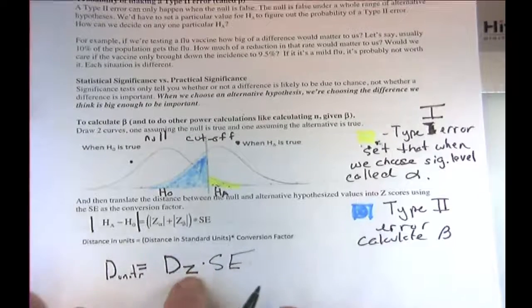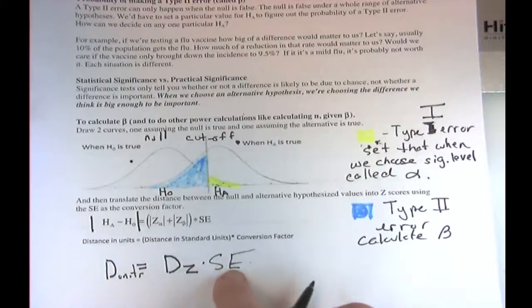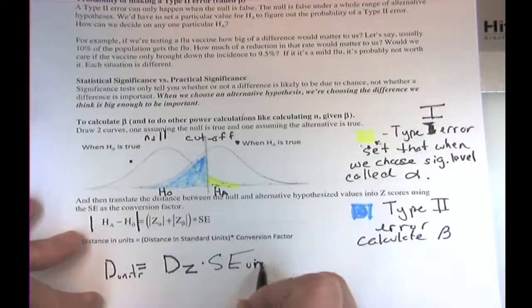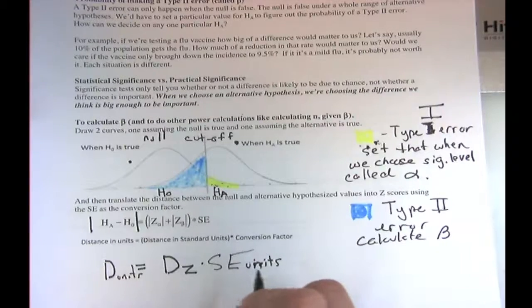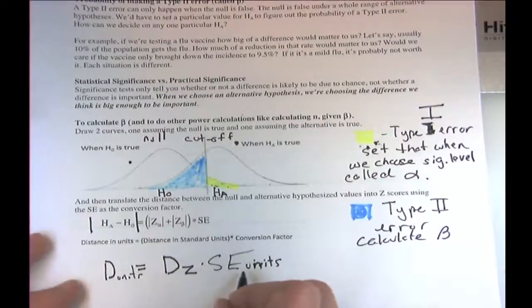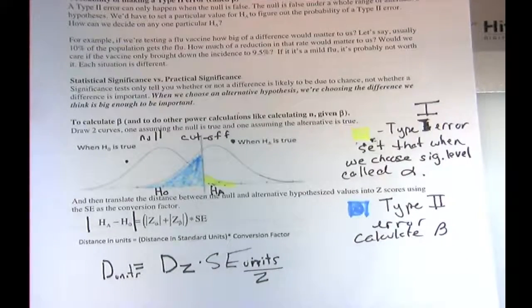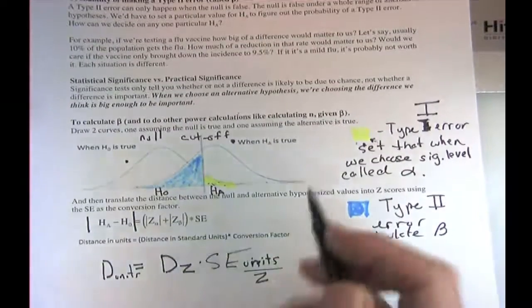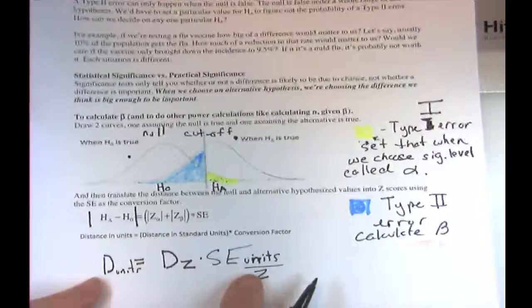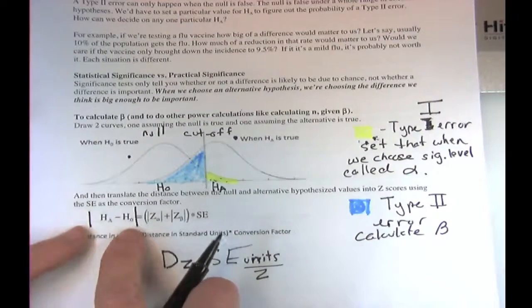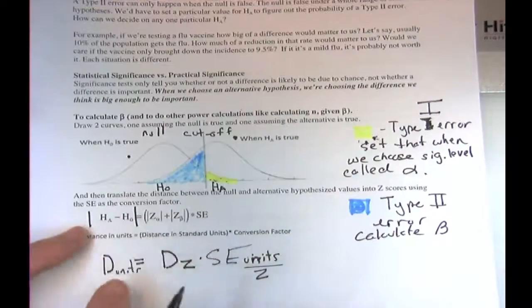This is in units, this is in z-scores. And a standard error tells you how many actual units that we're measuring in per standard unit. Okay, that's the conversion factor. And so when we're doing this type of problem in this example, what do we know? Well, for our past example, this would be 5.